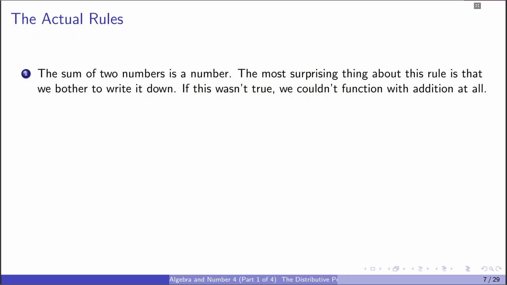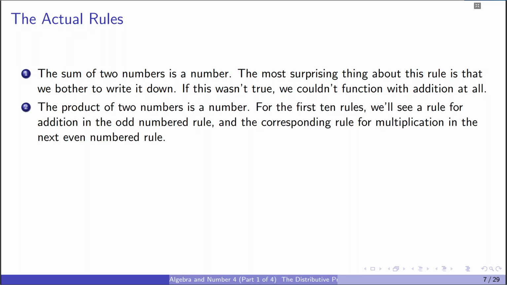So the rules themselves. Rule number 1, the sum of two numbers is a number. The most surprising thing about this rule is that we actually bothered to write it down. And we write it down because without it, we just couldn't function. If 2 plus 2 equals elephant, just give up. Our second rule, the product of two numbers is a number. We'll actually see a pattern like this for the first 10 rules, where there's an addition rule for an odd number, and then the corresponding multiplication rule in the next even number.